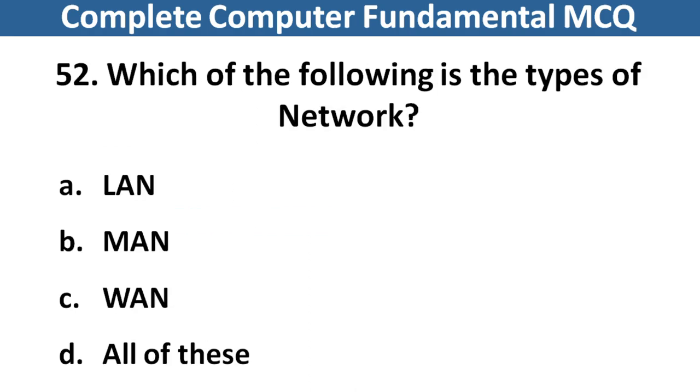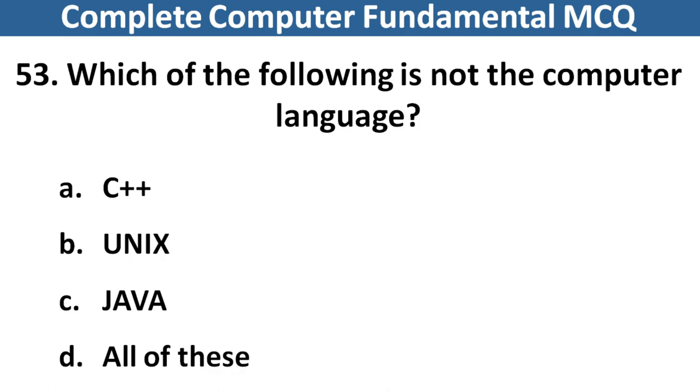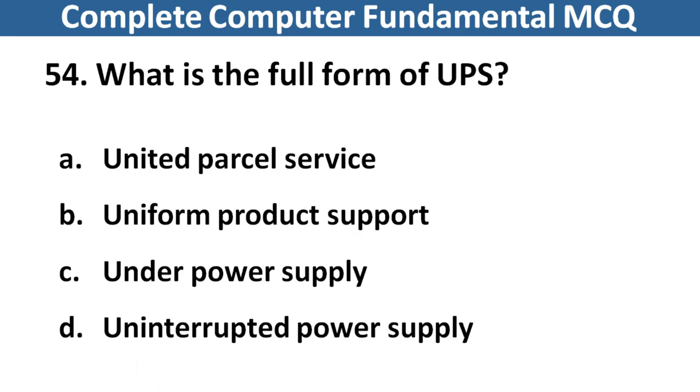Next question. Which of the following is the types of network? Right answer is option D, all of these. Next question. Which of the following is not the computer language? Right answer is option B, Unix. Next question. What is the full form of UPS? Right answer is option D, uninterrupted power supply.